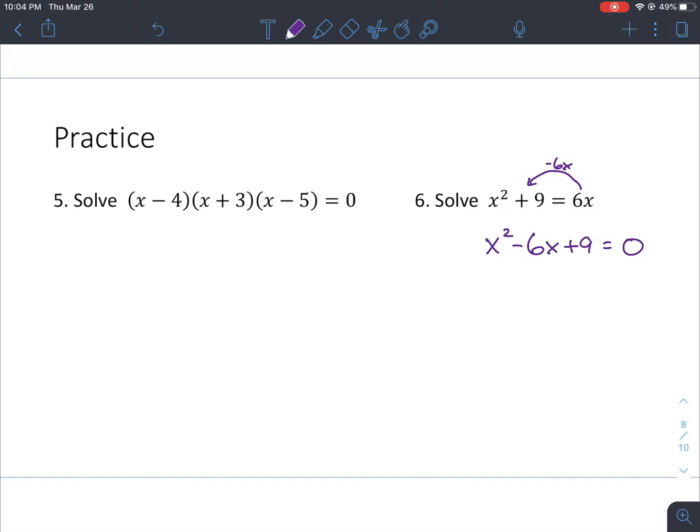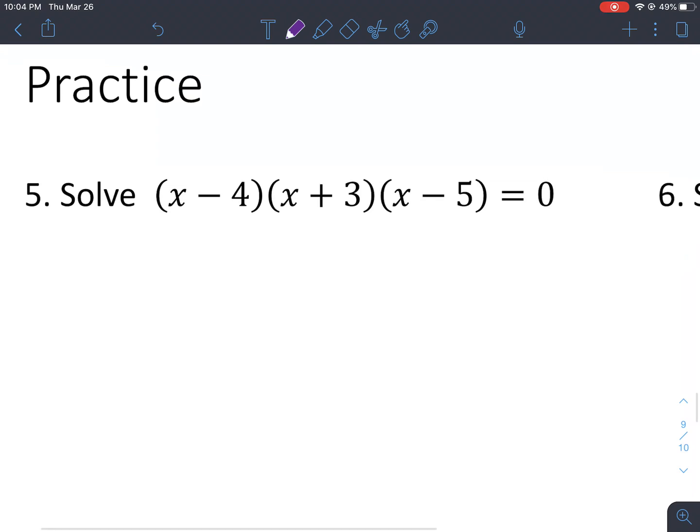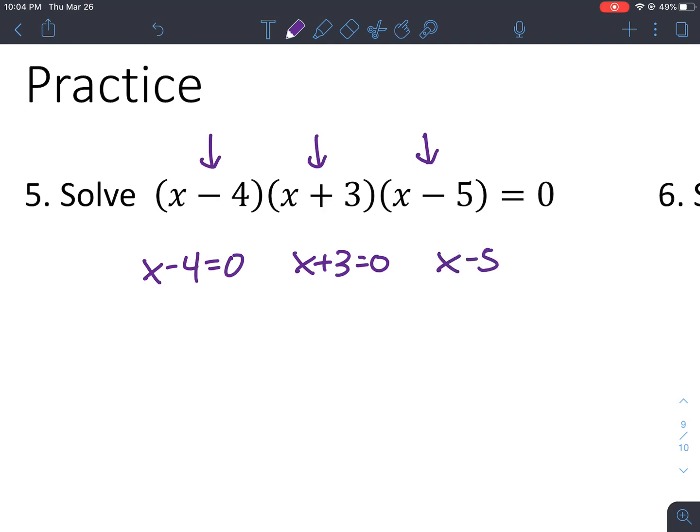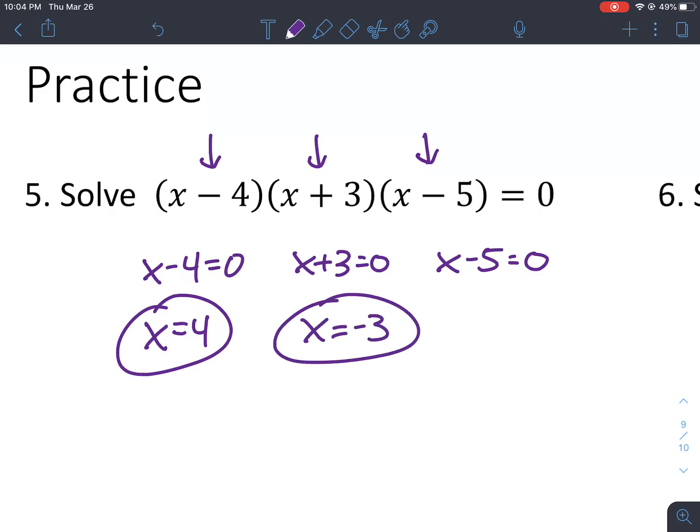The only other thing you might want us to talk about really briefly is practice problem 5 here. X minus 4 times x plus 3 times x minus 5 equals 0. This is just one more application of the zero product rule. But now instead of having 2 terms, we have 3 terms. So x minus 4 equals 0, x plus 3 equals 0, x minus 5 equals 0. In this case, x is positive 4, x is negative 3, x is positive 5.